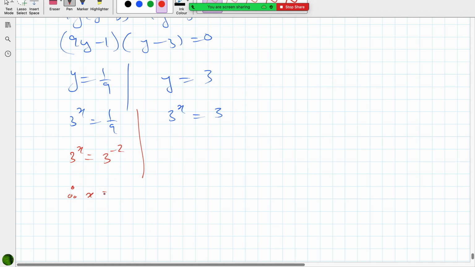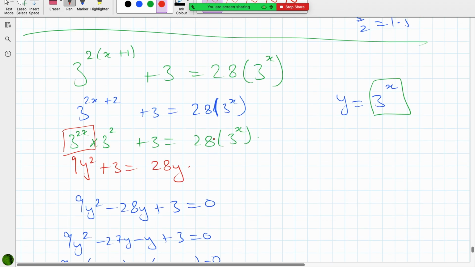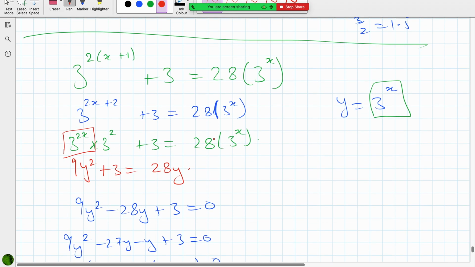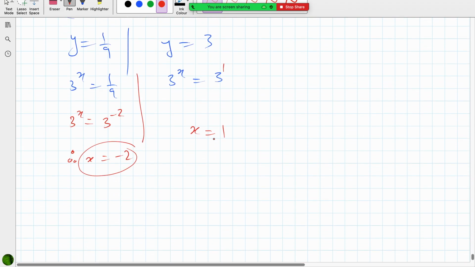Therefore x is equal to minus 2. On the other hand, x is equal to 1. Now do not forget to recheck. No need in this case, there's no logarithms.